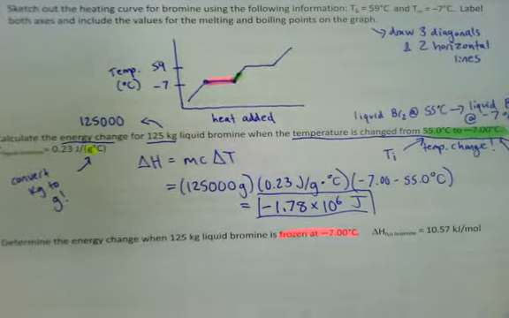So there is our segment we're going to be looking at specifically. And we are told the heat of fusion of bromine as well, because this is not something we have on our formula chart. So determine the energy change when 125 kilograms of liquid bromine is frozen at this temperature.